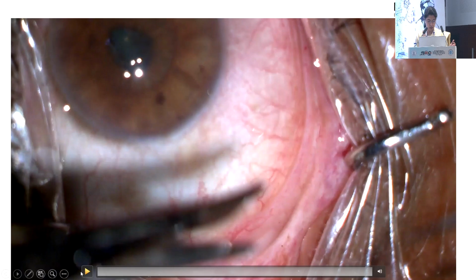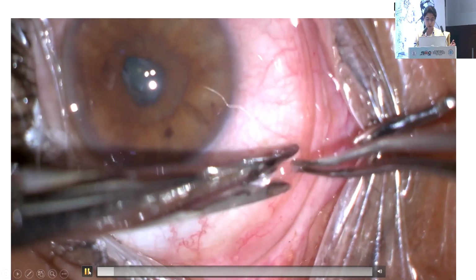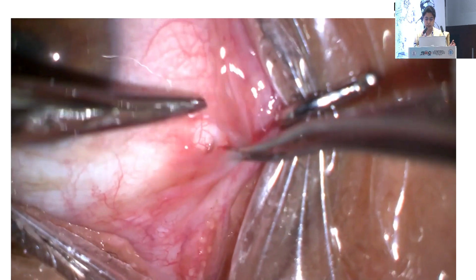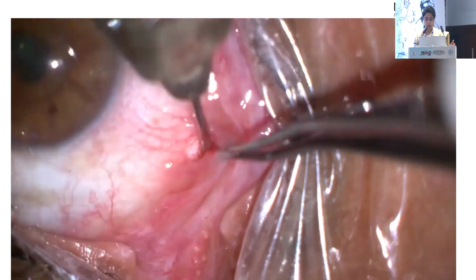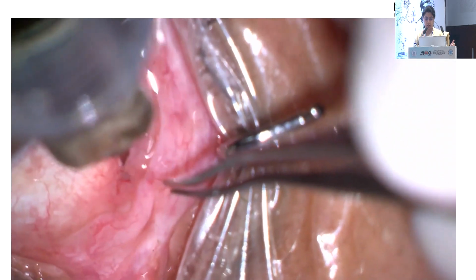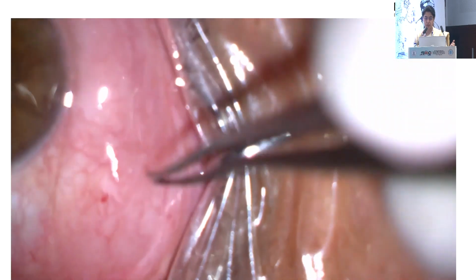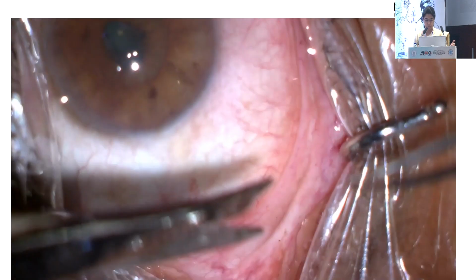So here you just see, this is very simple. You just go into the subtenon space and you can just go with that blunt cannula and inject. So this is a painless block.